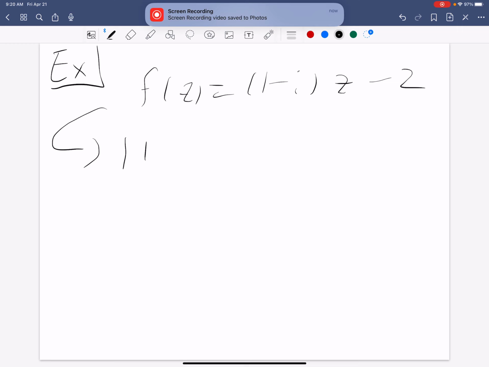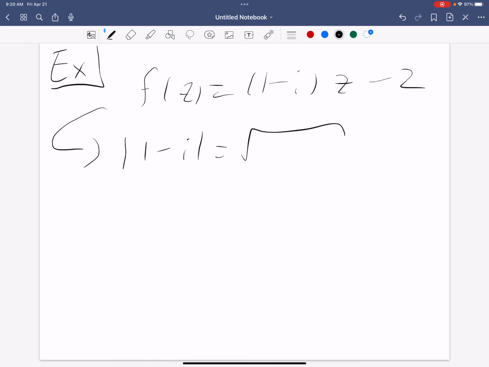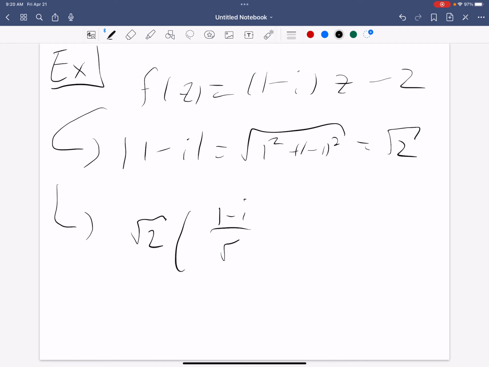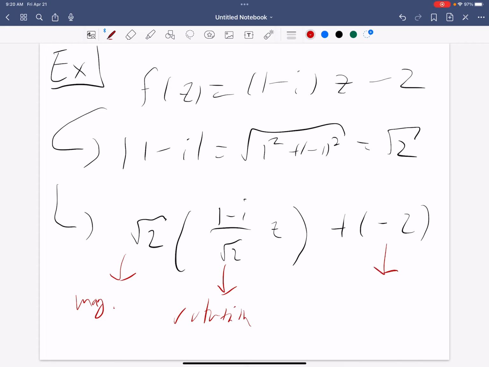First thing we need to do is compute the modulus of the complex number that's multiplying z, and that's easy enough to do because that's just root 2. So that means that our function, then, we can pull it apart as root 2 times (1 − i)/root 2 times z, plus negative 2. All right, and there we go. We've got our magnification, we got our rotation, and we got our translation.